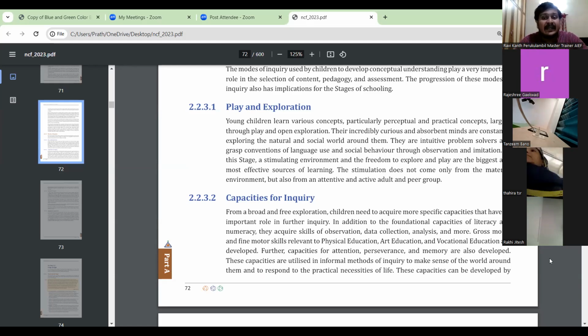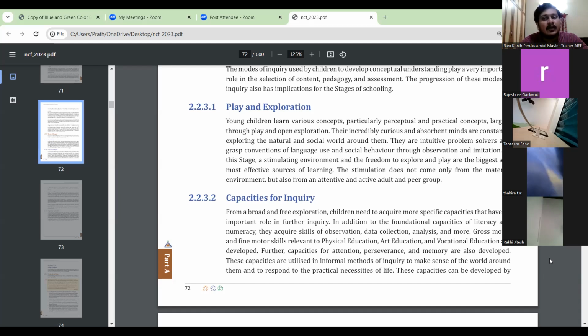At this stage, a stimulating environment and the freedom to explore and play are the biggest and most effective sources of learning. So at this particular stage, when the children are coming to school, like at pre-primary level, foundation level, what are we supposed to do? We have to arrange a stimulating environment wherein we are giving them freedom to explore the world and to play. Both exploration and play. So that is the most effective source for the children to learn things which are perceptual as well as practical.